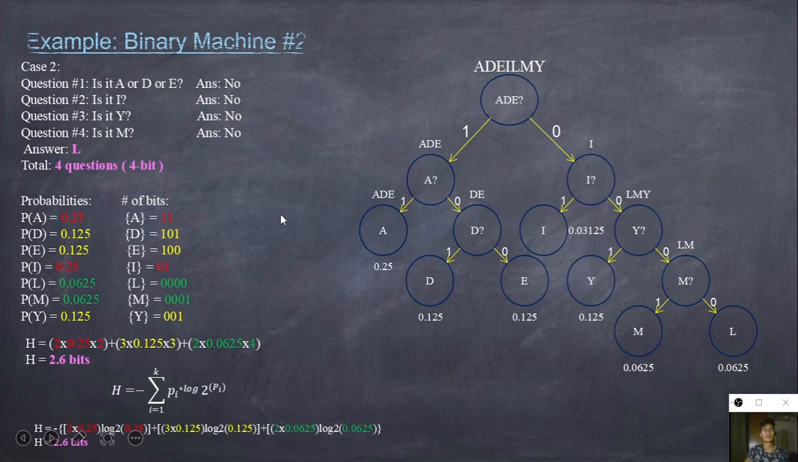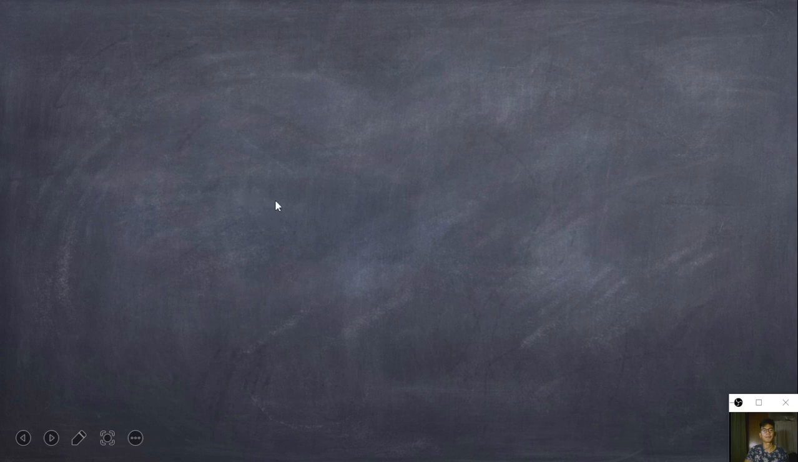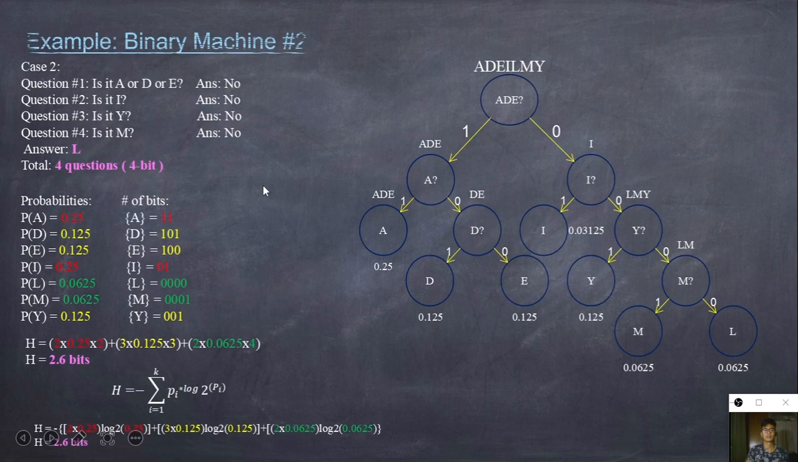So we will proceed to the second equation. Here's the second equation.